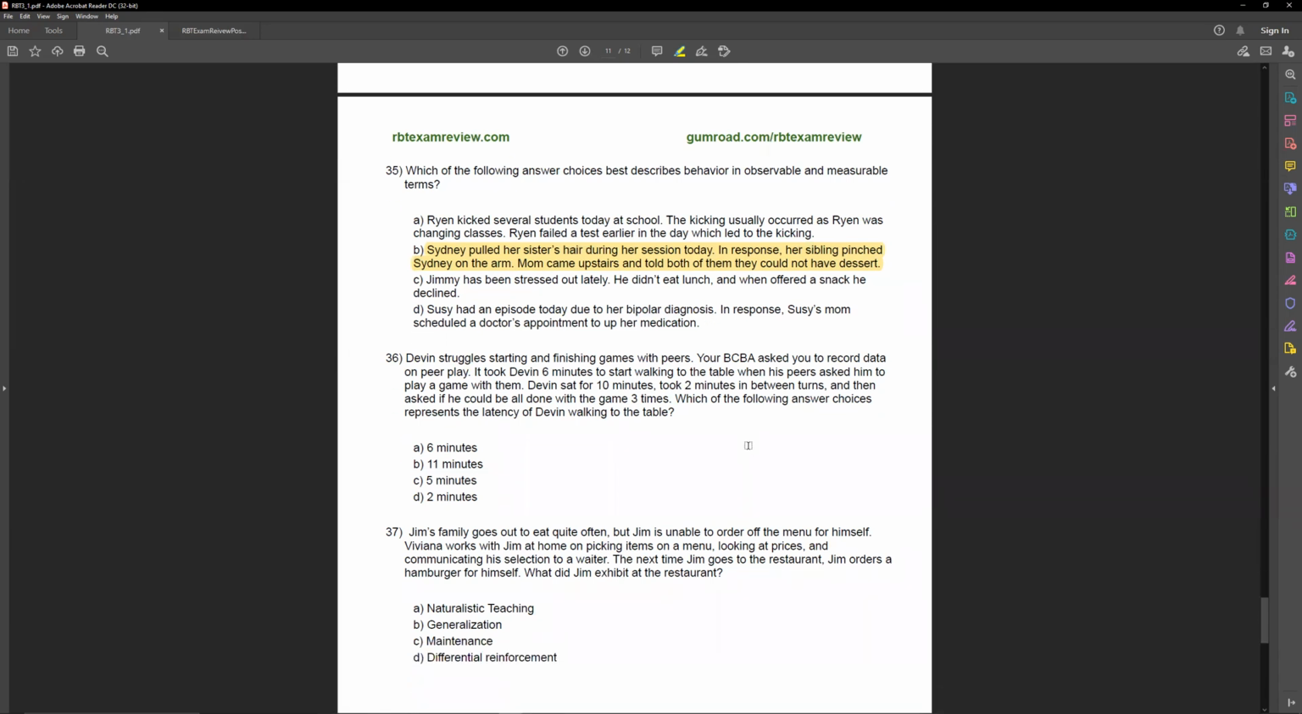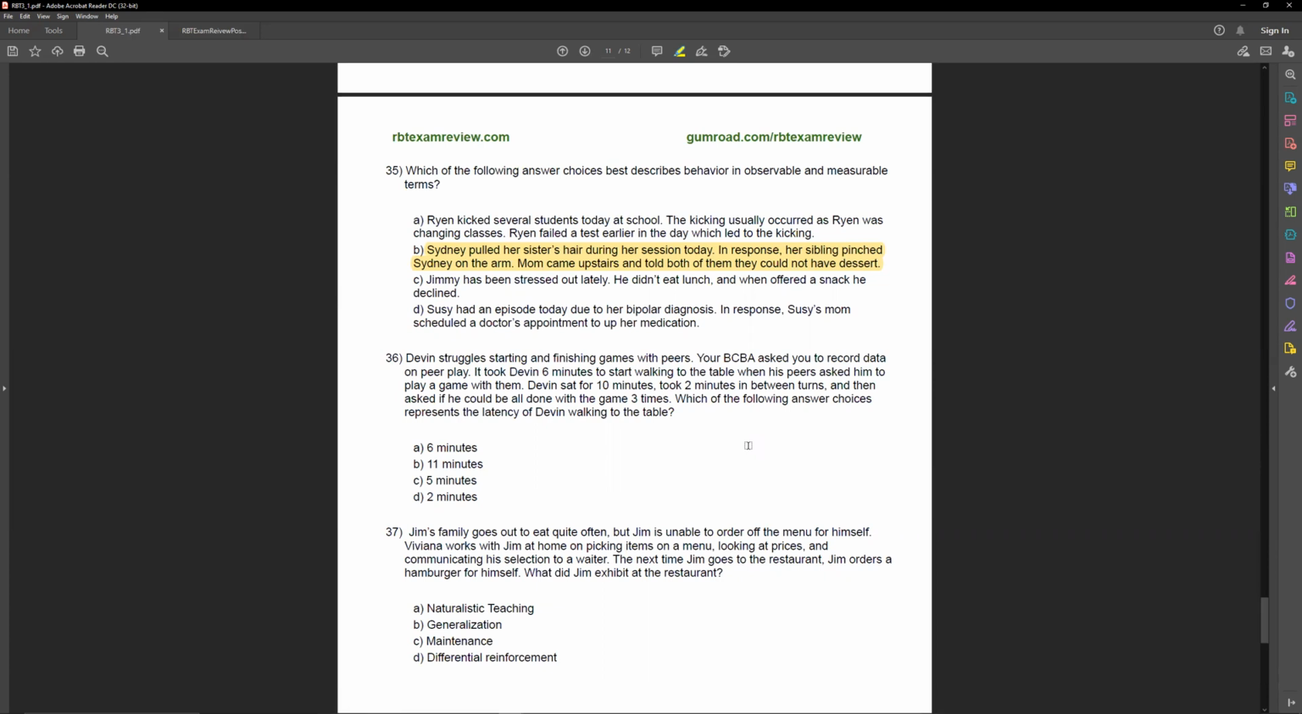All right. 36. Devin struggles starting and finishing games with peers. Your BCBA asks you to record data on peer play. It took Devin 6 minutes to start walking to the table when his peers asked him to play a game with them. Devin sat for 10 minutes, took 2 minutes in between turns, and then asked if he could be all done with the game 3 times. Which of the following answer choices represents the latency of Devin walking to the table?